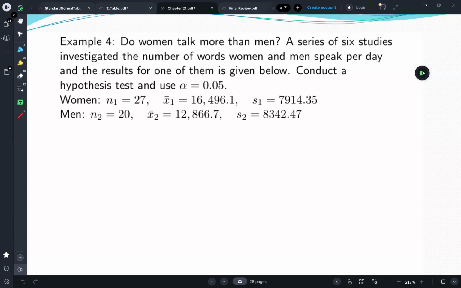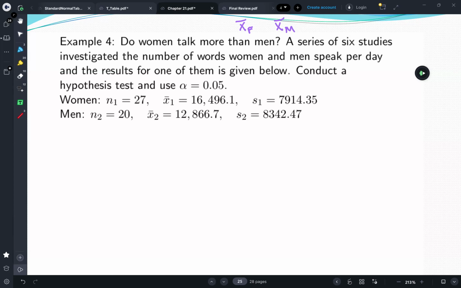So we have 27 women, 20 men, and sometimes, instead of 1 and 2, I see X subscript F and X subscript M for males. Sometimes you'll see different subscripts denoting the different groups, so long as you know where the groups are coming from and which population belongs to which. So group 1 is the women, population 2 is the men.